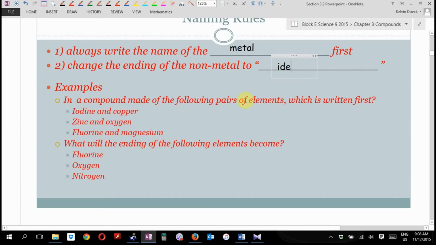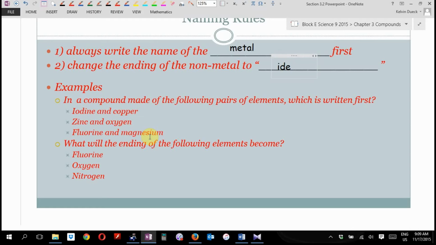I didn't include this in your notes. This is just for us to think. Iodine and copper, which one would I say first? In fact, if I wanted to combine iodine and copper, what would you call it? Copper iodide. What about zinc and oxygen? Zinc oxide. What about fluorine and magnesium? Magnesium fluoride. Okay. By the way, that's why it's fluorine on the periodic table, but in your toothpaste it's called fluoride. Oh, I learned something new.